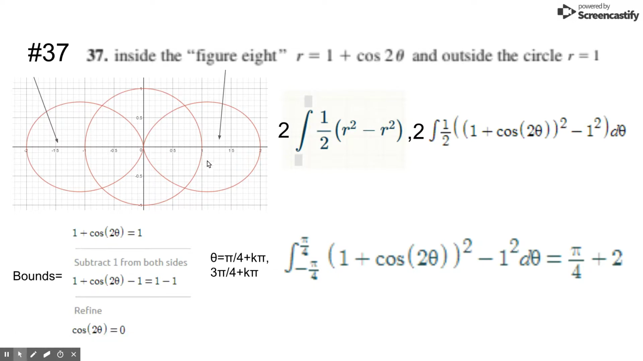Where was I? Yes. So I'm going to use negative pi over 4 to pi over 4 because I think they're the easiest to visualize here. You could use some other ones, but try to keep it simple. Some will work, some won't work, but I think negative pi over 4 to pi over 4 here will work. And so plugging them in, we get the integral from negative pi over 4 to pi over 4 of 1 plus cosine 2 theta squared minus 1 squared d theta. And that gives us our answer of pi divided by 4 plus 2. So that is the area inside of this figure 8 and outside of the circle.